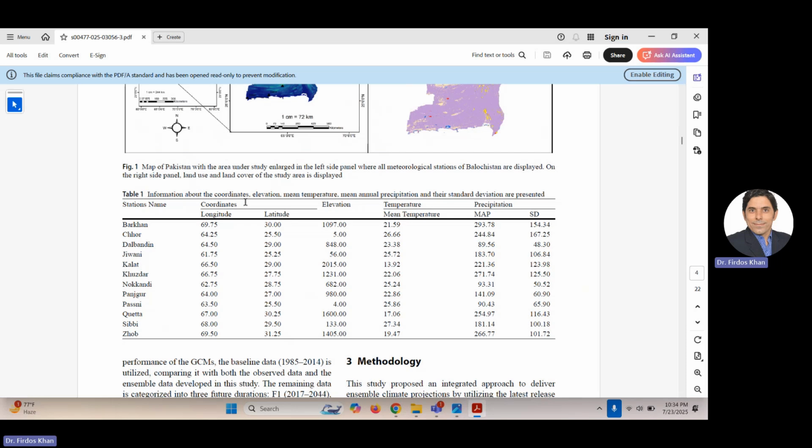It is sometimes important to give the detailed coordinates: latitude, longitude, elevation, and mean temperature at each station. You can do it for the last 30 years, or for the reference period, because we have a reference period from 1985 to 2014. Then mean annual precipitation and the standard deviation of the precipitation. So these two are precipitation, mean annual precipitation and standard deviation, and this is mean temperature.